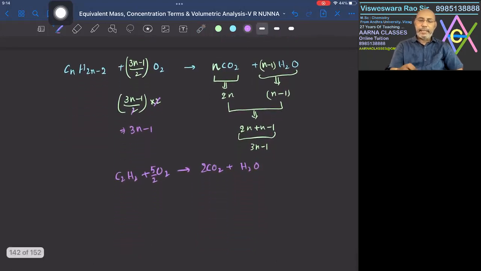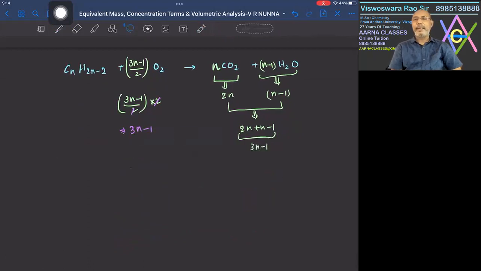If numbers are given, that is okay, we can balance that one. But numbers are not given. If you want to write the general equation, this is the procedure. The paper setter may give alkane in the problem, so I am taking alkane and can write the general equation for alkane. If he mentions alkyne, I will do the alkyne thing. But sometimes he will not mention anything.